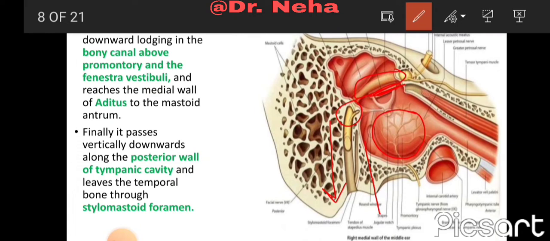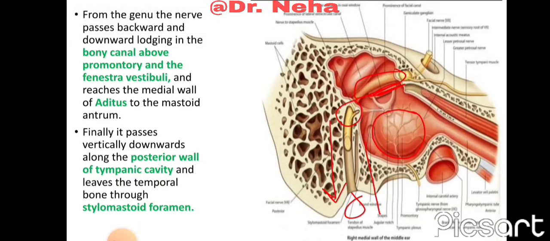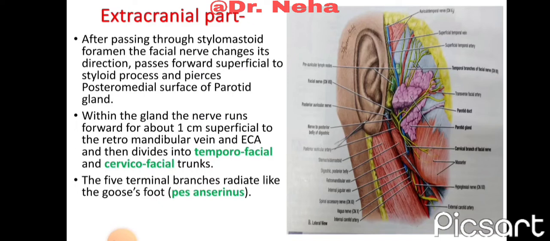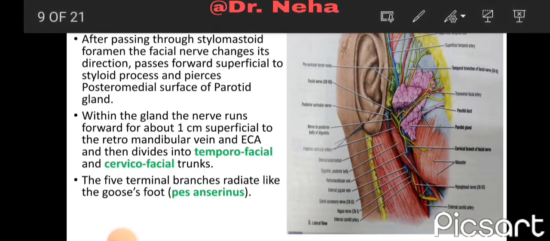And this nerve leaves the temporal bone through the stylomastoid foramen. So this is the stylomastoid foramen over here, through which this nerve is exiting. Now the extracranial part of the facial nerve. After passing through the stylomastoid foramen, the facial nerve changes its direction, passes forward superficial to the styloid process and pierces the posteromedial aspect of the parotid gland.